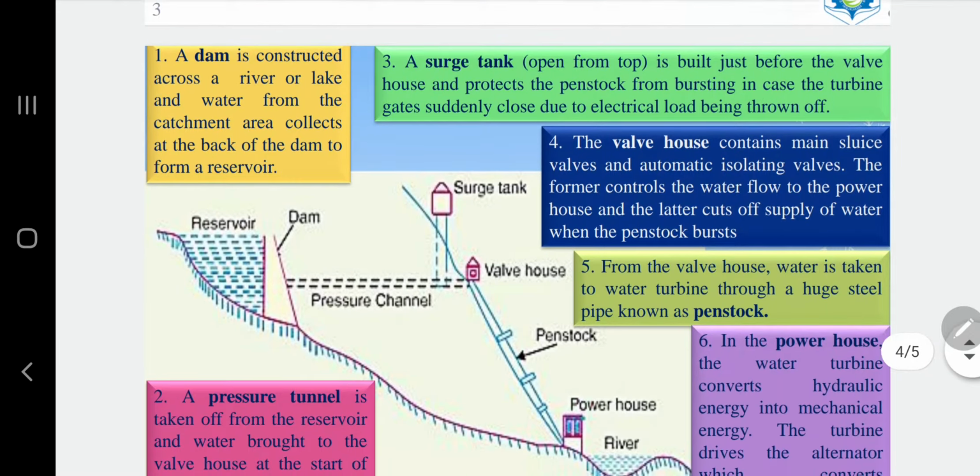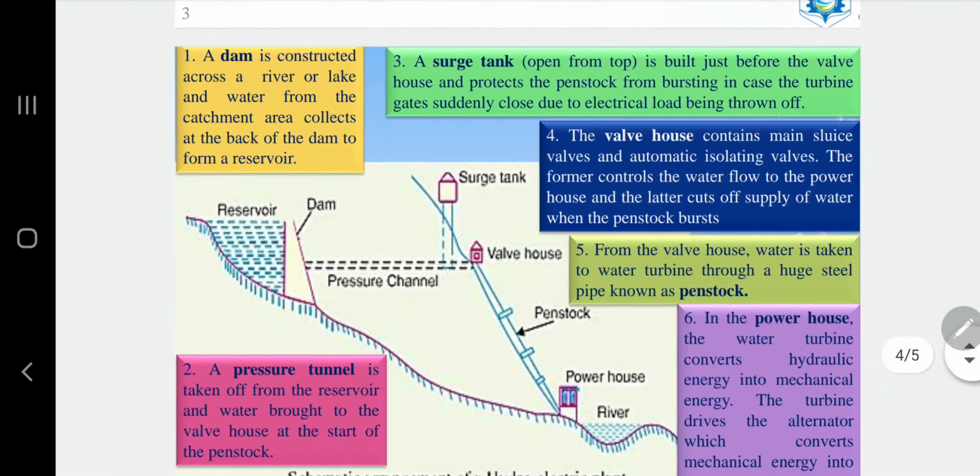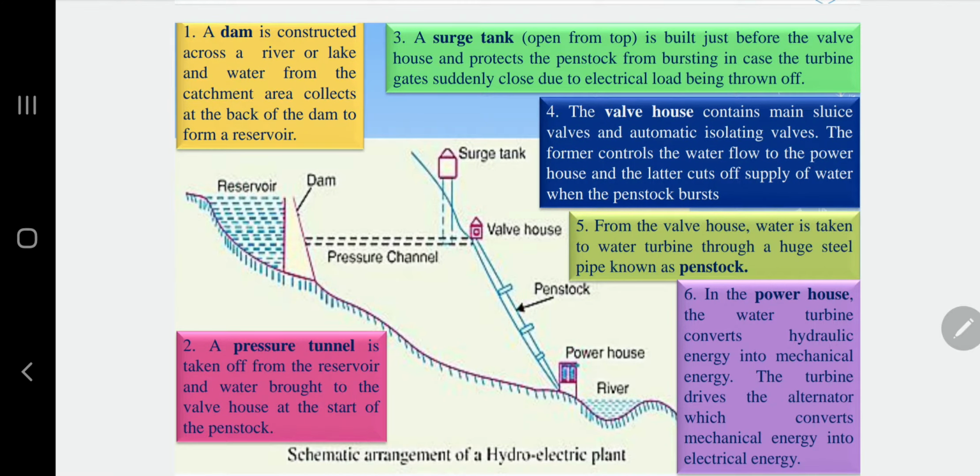Now let us go into the schematic diagram and a detailed working of the hydroelectric power plant. I hope you have studied all these things in your lower classes. Let us go into the schematic diagram. Which are the different parts? First comes a reservoir and a dam, second a pressure tunnel or pressure channel, then a surge tank, then a valve house, after that a penstock, after that a powerhouse, and then comes the river.